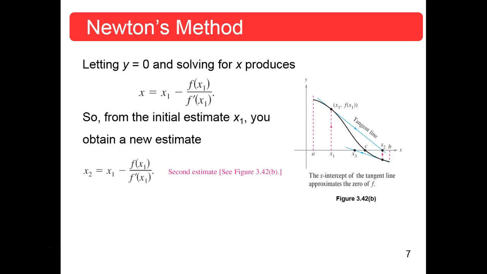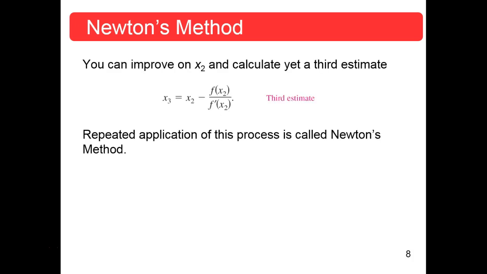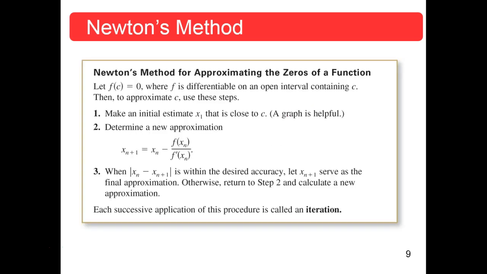Whoa! You see, in no time, you're coming really, really close to that zero. Okay? There's your second estimate, then your third estimate, and it's always the same. x3 is equal to x2 minus f of x2 over f prime of x2. You just have to keep calculating. Calculate f prime once, and then plug in these different values. Repeated application of this process is called Newton's method. So here we have a synopsis of that. If that wasn't simple enough, here we go again.